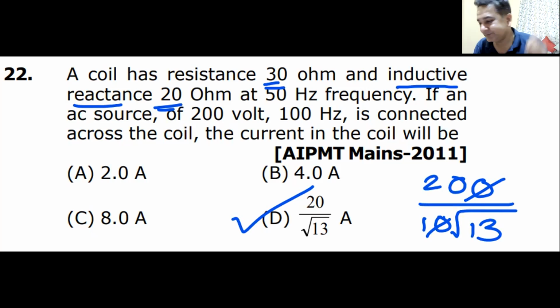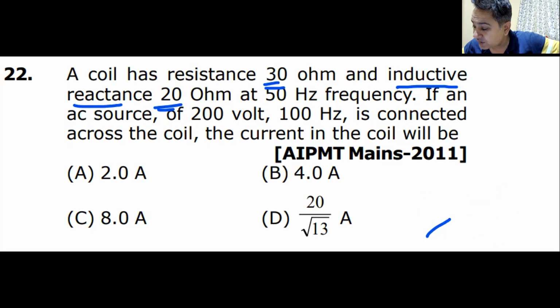But there's a small problem here. The answer is not D. So this is all wrong, so I'll just rub it off. The blue one is all wrong. What is the problem? The problem is this. The 20 ohm reactance is at 50 hertz. But I am connecting it to 100 hertz.